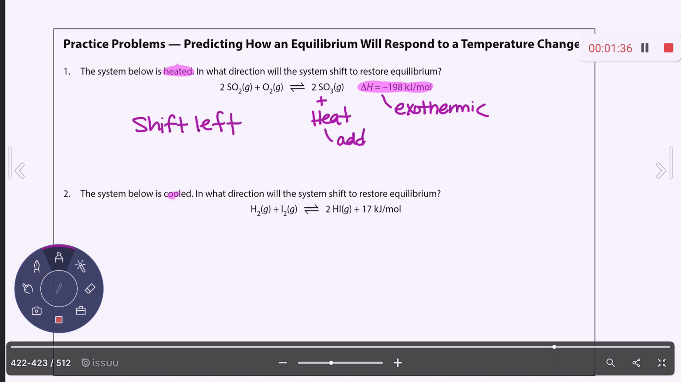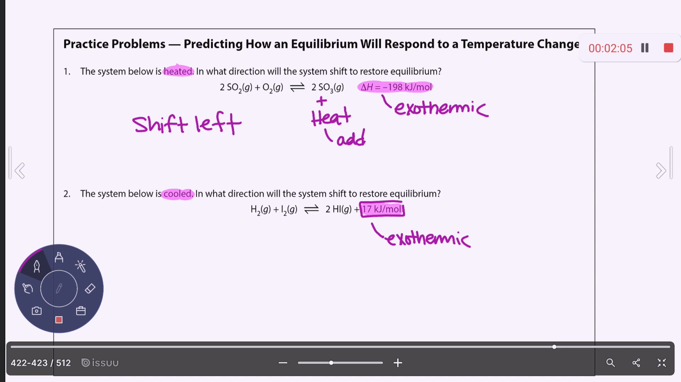Okay. For the next one, you're cooling it. So you'll notice that you've got a number in the equation with kilojoules in it. Kilojoules is the unit for heat energy. So since this number is in the equation and it's on the product side, that tells you that it's exothermic. So the number will always be positive when it's written in the equation. Does that make sense? Okay.